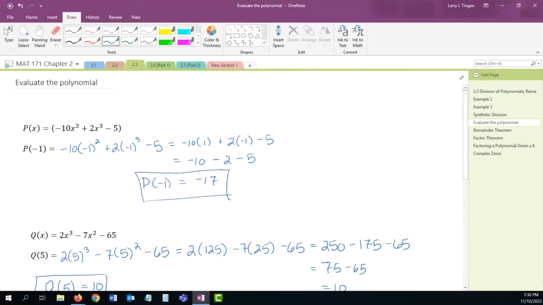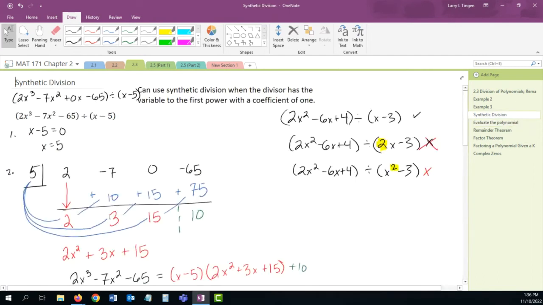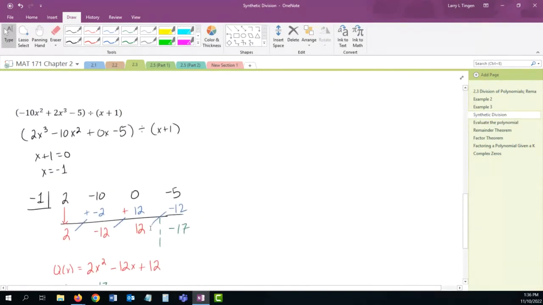So there's my point, or there's the result. P at -1 is equal to -17. All right. Now, take a look back, because I've dealt with this polynomial before. It's right there: -10x squared plus 2x cubed minus 5. And what did I divide by? X plus 1, meaning what goes in the box for my synthetic division? -1. And when I do the synthetic division, look at what pops out.